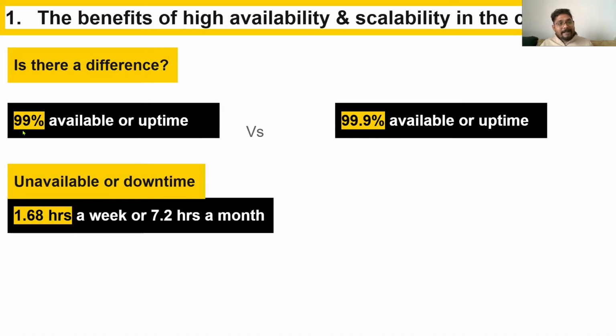For example, there is a service from Azure where they are guaranteeing 99% available. There is a service which I'm using and they guaranteed 99% of available time. Now what does it mean? That means 1.68 hours a week it can go down. It will not happen, but eventually if something happens, there's an agreement. 1.68 hours a week it may go down. That means 7.2 hours a month.